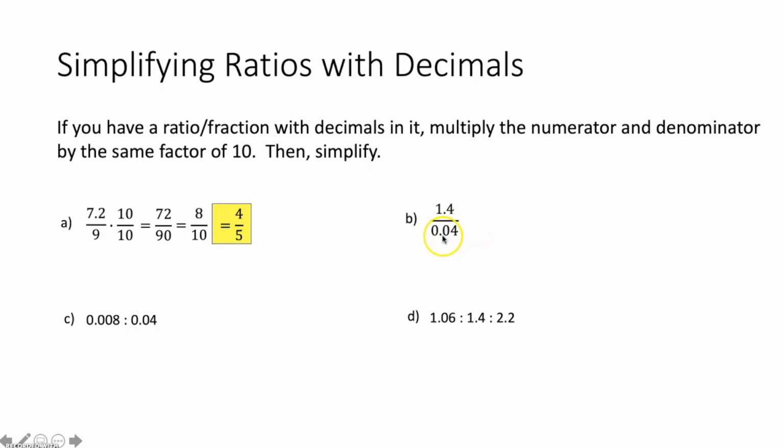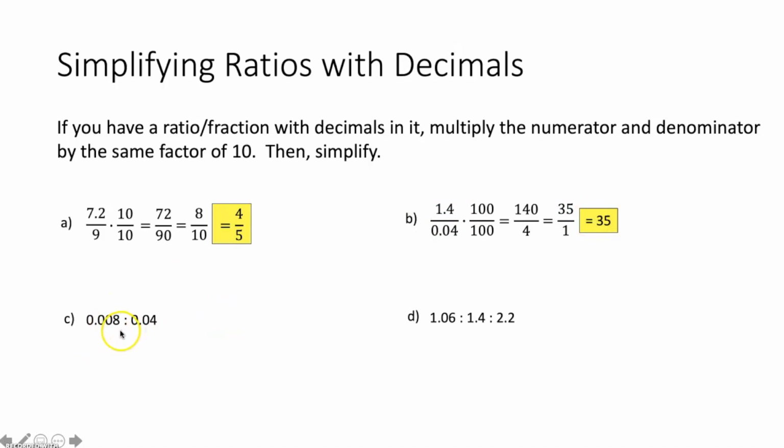So because the denominator requires that I multiply by 100 to move the decimal place to the right 2 places, I have to multiply the numerator and denominator by 100. Because in my numerator, it still guarantees that I'm going to get rid of this decimal. I'm just moving it to the right 2 places instead of 1. So this will become 140. In my denominator, when I multiply that by 100, this decimal moves to the right 2 places. I get 4. Now each of these are divisible by 4. When I simplify this, I end up getting 35 over 1, which just simplifies to 35. It's kind of crazy that 1.4 over 0.04, if you were to simplify that, becomes 35.